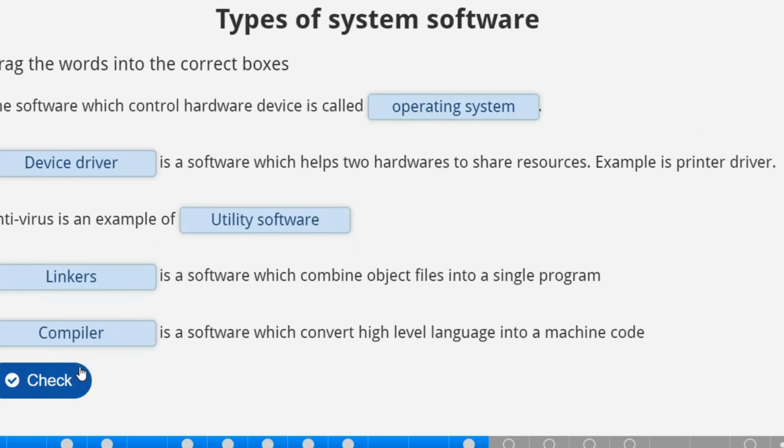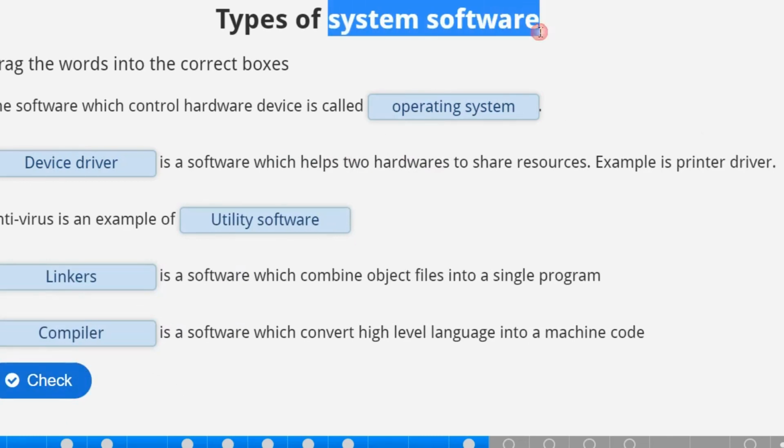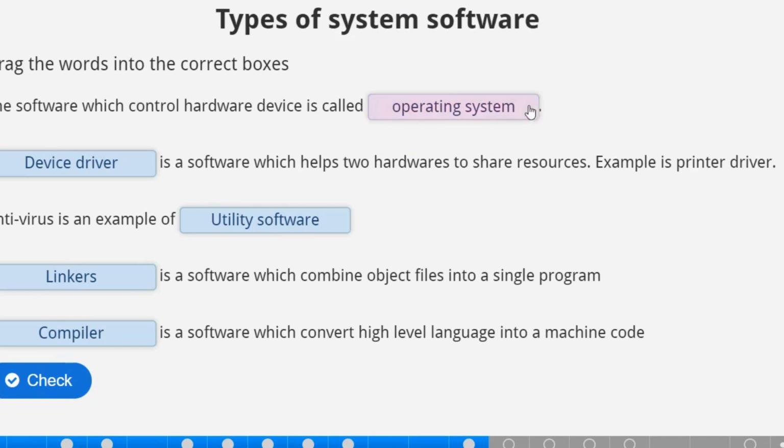So if anyone asks you what are the 5 different types of system software we have, you will say operating system, device driver, utility software, linkers, and compiler. Just write it down. Don't forget all these 5 different types of system software.